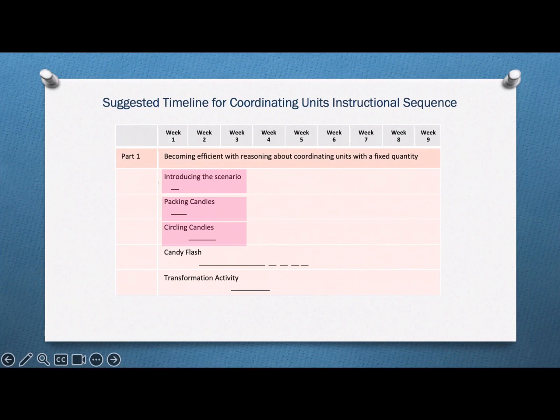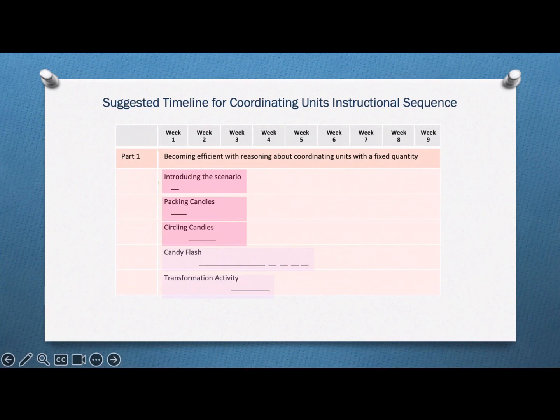The intention is that the packing candies activity be used only one time. We recommend spending 1 or 2 lessons, but not more, on the circling candies activity. However, the next instructional activity, Candy Flash, is used productively for many weeks, including in combination with activities from part 2 of the sequence. Candy Flash can be combined together with circling candies in the same lesson.